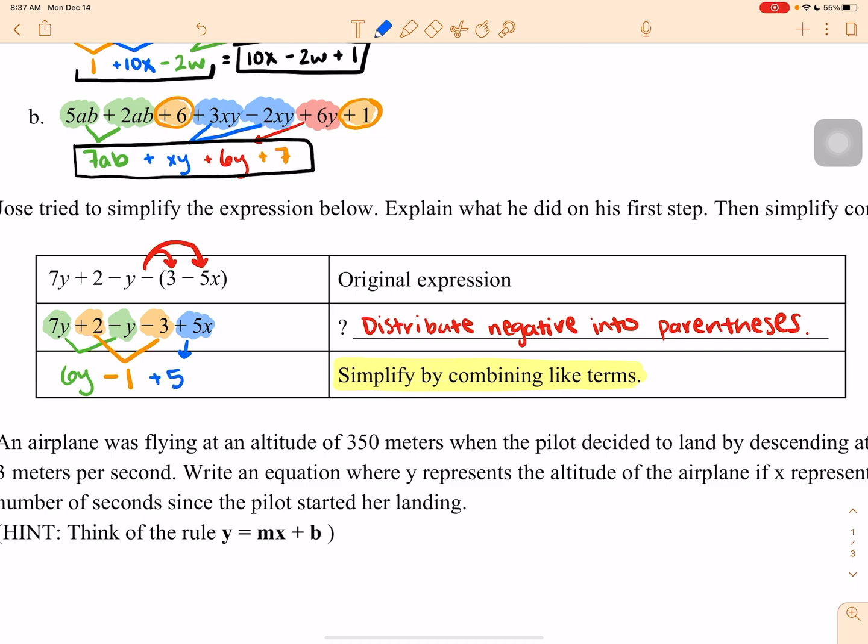So plus 5x. And I could rewrite it to where it would be in standard form. Standard form would be 5x plus 6y minus 1. They're alphabetical. It doesn't really ask for that, but it's still good for you guys to know how to do that. Okay?